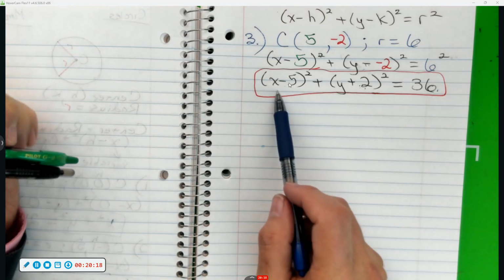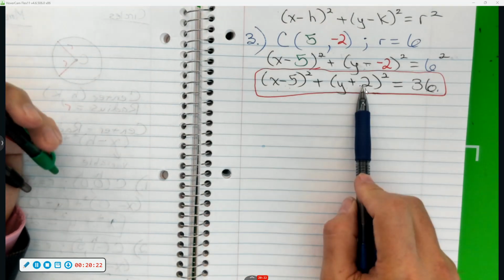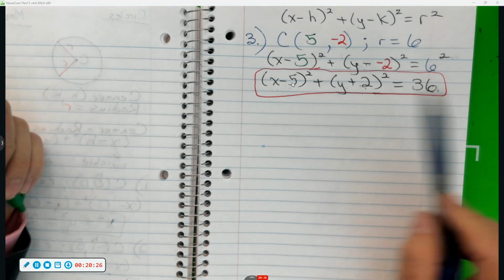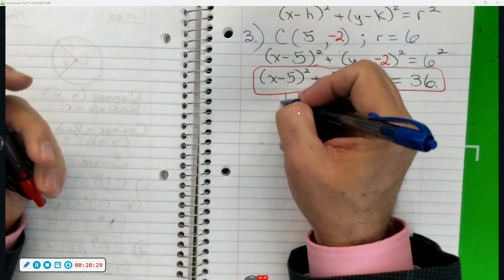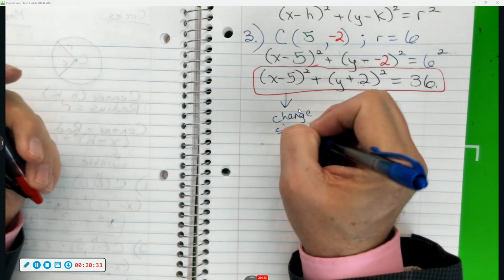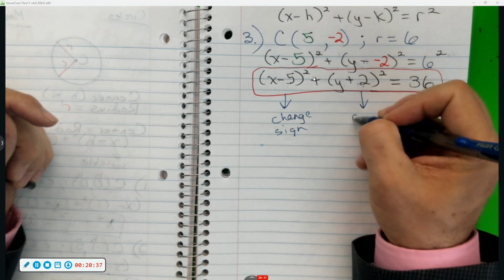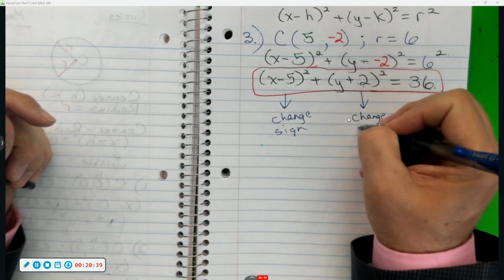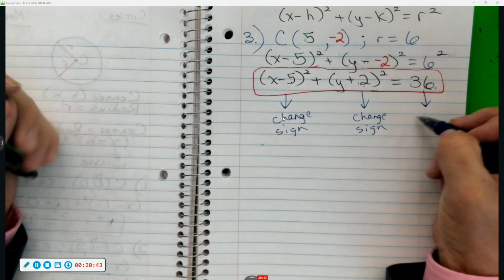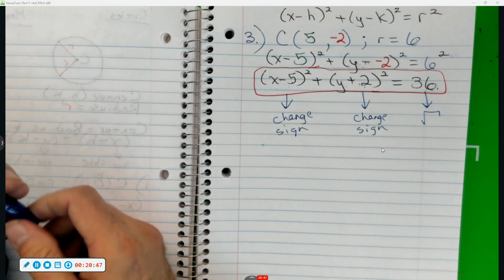So when they give you center radius form, you're going to have to change sign, take the square root. To find the center, you'll change sign. You'll use the same number, just change the sign, and then to get the radius, take the square root.